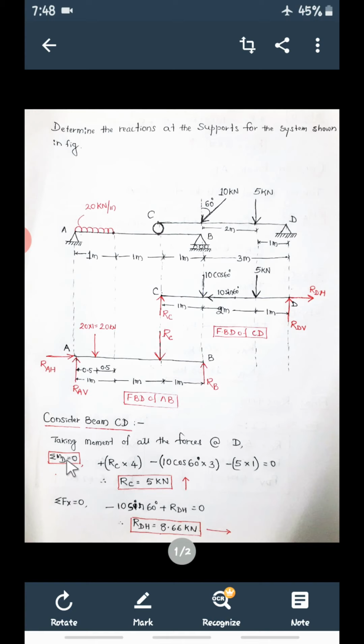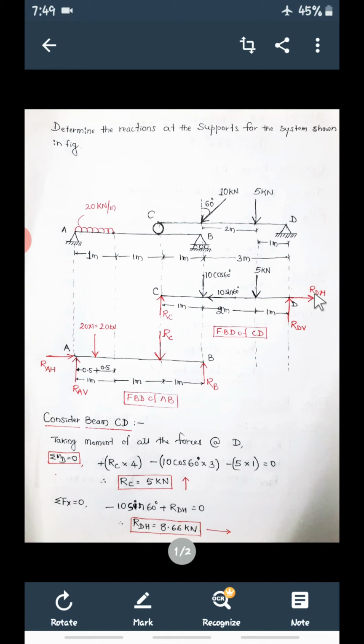Next, we have used one equation. Next, summation Fx is equal to 0, again for the same beam. How many horizontal forces are there? Only 2: minus 10 sine 60 and plus RDH, equal to 0. From this I can get RDH. RDH is equal to plus 10 sine 60, which is 8.66 kilonewton.